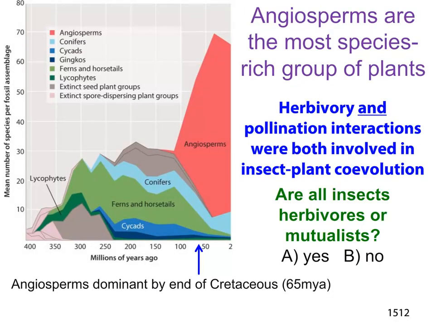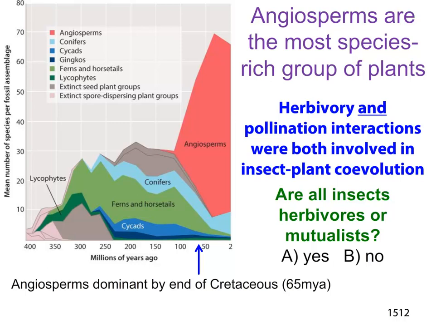So if you happen to take a look at this graph and you see the average number of species per fossil assemblage over millions of years, you can definitely figure out when the angiosperms kind of kicked in. And so the angiosperms are the most species-rich group of plants, and the insects, of course, are involved in herbivory and pollination, and so the angiosperms and the insects kind of co-evolve together.